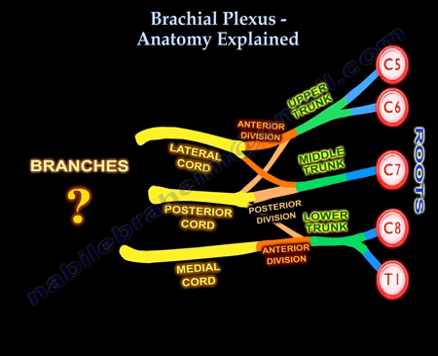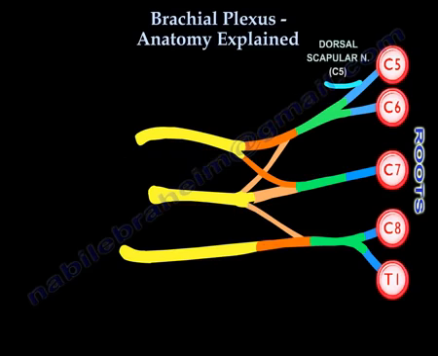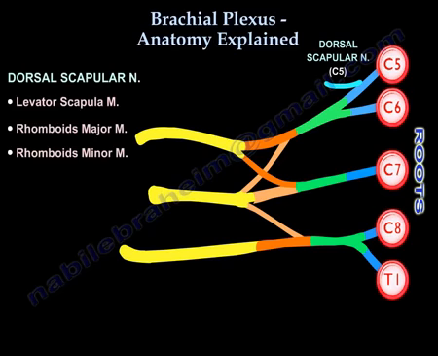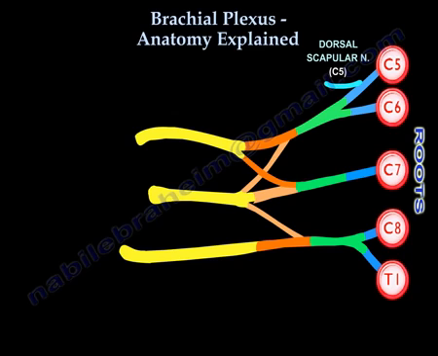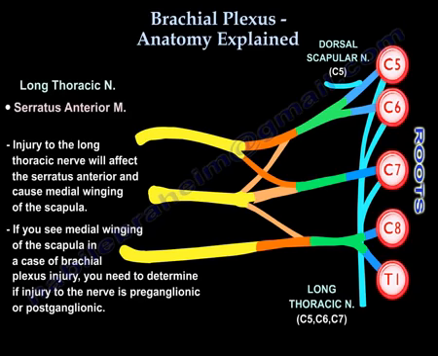Let's start with branches from the roots and the upper trunk. These branches are important because they are preclavicular branches, which means if they are injured, it can give you a bad prognosis. So branches from the roots are the following. From C5 comes the dorsal scapular nerve that supplies the levator scapulae, the rhomboid major, and the rhomboid minor. From C5, C6, C7 comes the long thoracic nerve, which supplies the serratus anterior.